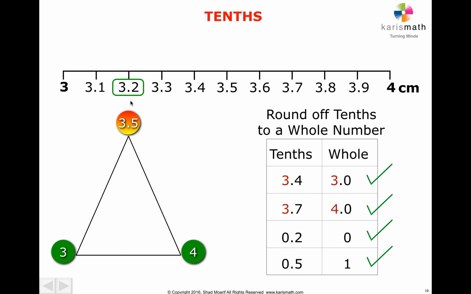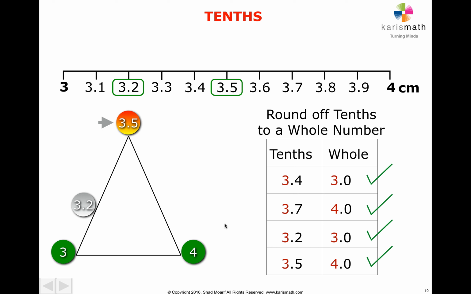What about 3.2? 3.2 will fall over here. So 3.2 here will roll down towards 3, so we say 3.2 approximates or rounds off to 3 as a whole number. So we're going to convert tenths into whole numbers. What about 3.5? That's right there. But 3.5 we know rolls down towards 4, so 3.5 is roughly around 4 units or 4 whole numbers or 4 centimeters long. And that's how we do it.